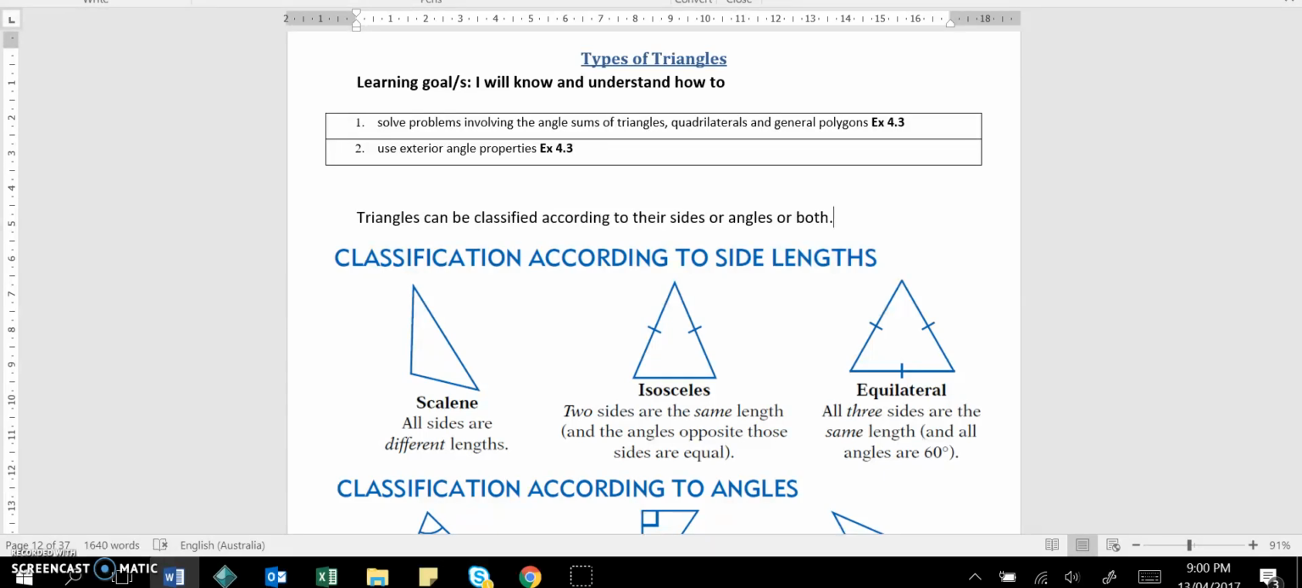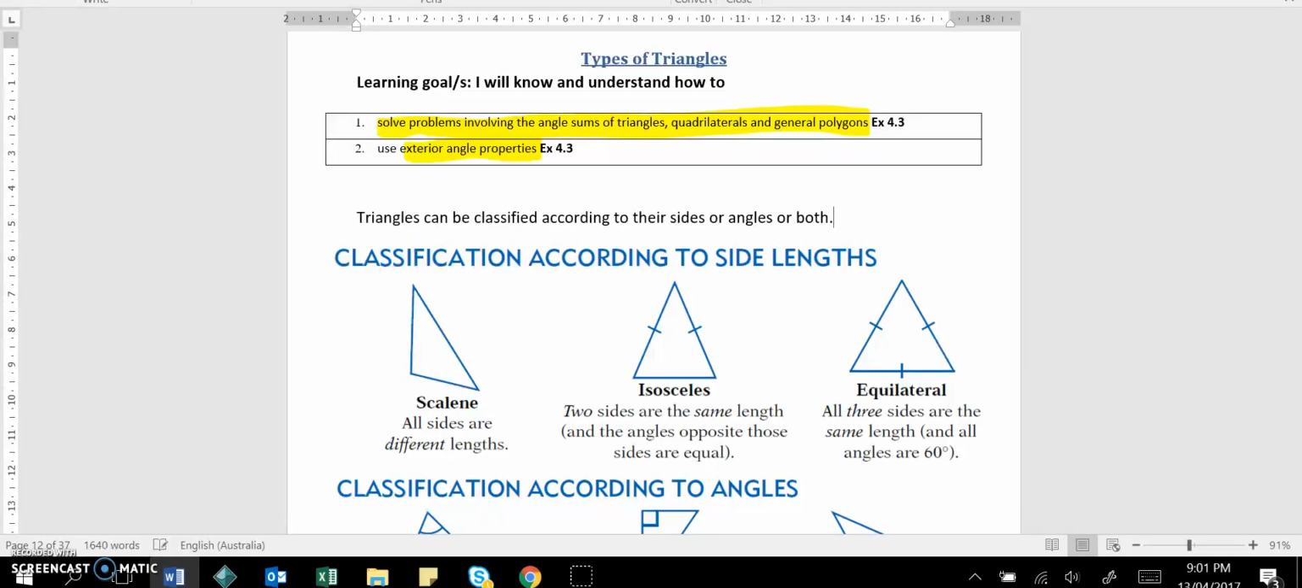Today we're going to be learning about different types of triangles, or revising that. So the goal for today's lesson is for you to be able to solve problems involving angle sums of triangles, quadrilaterals and polygons, and also to use the exterior angle properties of a triangle. Exercise 4.3 in the Year 11 preliminary textbook.